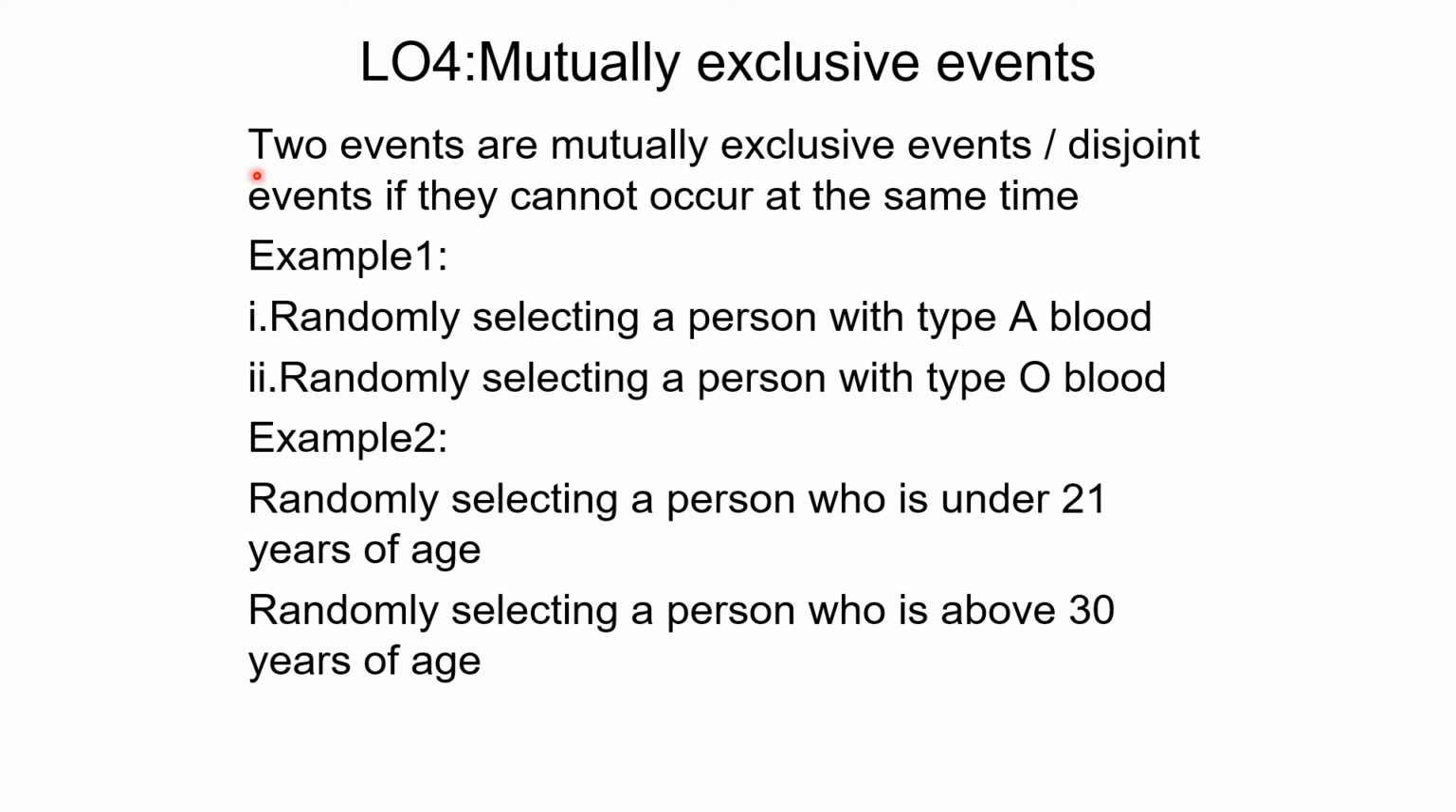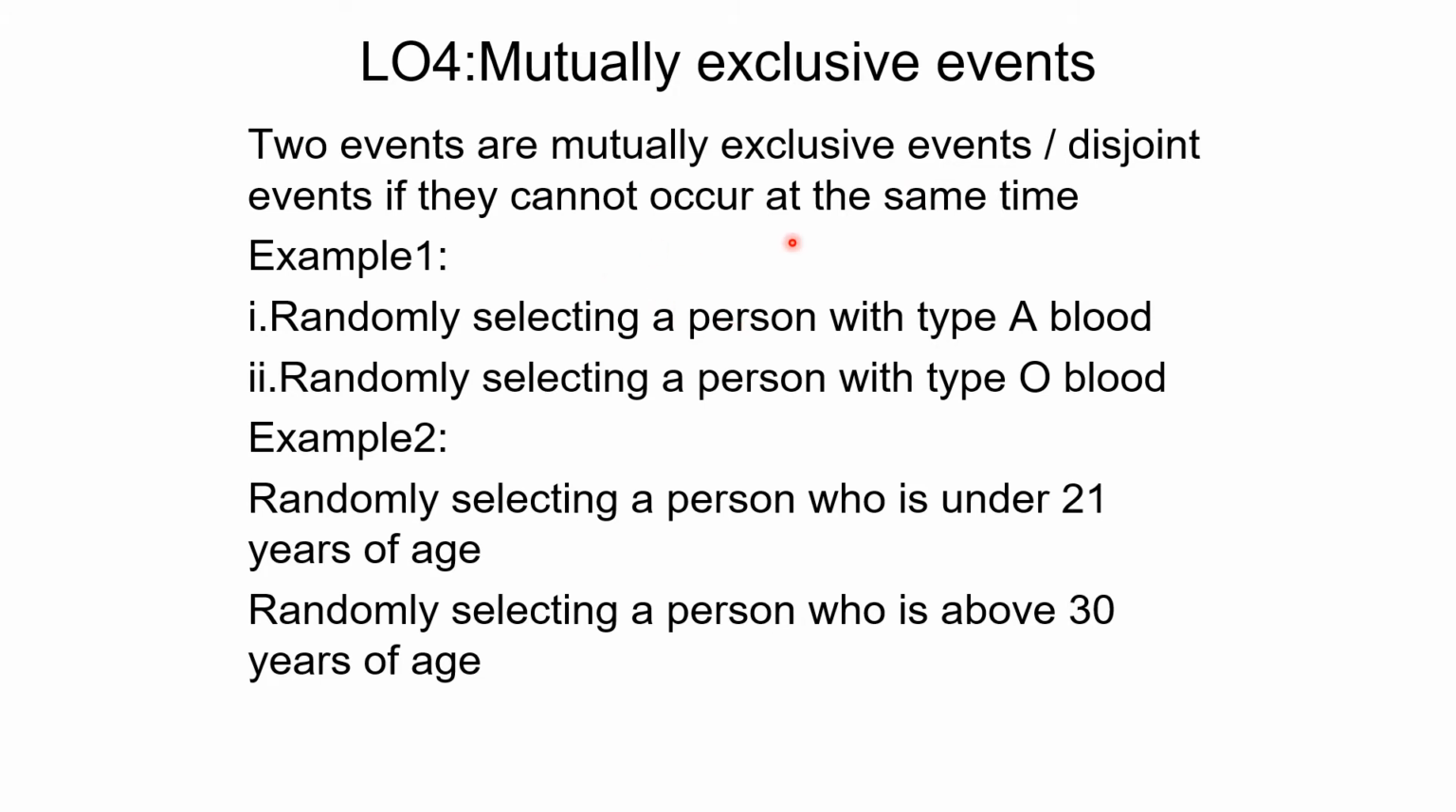The next learning outcome will actually discuss mutually exclusive events. So it's important for you to understand what is meant by a mutually exclusive event. Two events are mutually exclusive, or not connected, or disjoint, if they cannot occur at the same time.